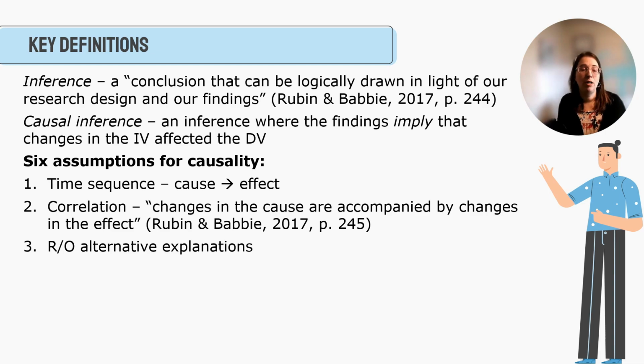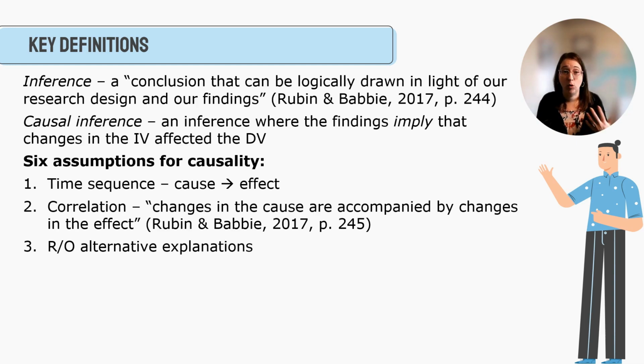So Rubin and Babbie talk about the 6 assumptions needed for causality. One is time sequence. We have to be able to say that the cause happened before the effect. They didn't happen at the same time. It's that a change in the independent variable then caused an effect in the dependent variable, or a change. So we have to say that the cause happened before the effect.